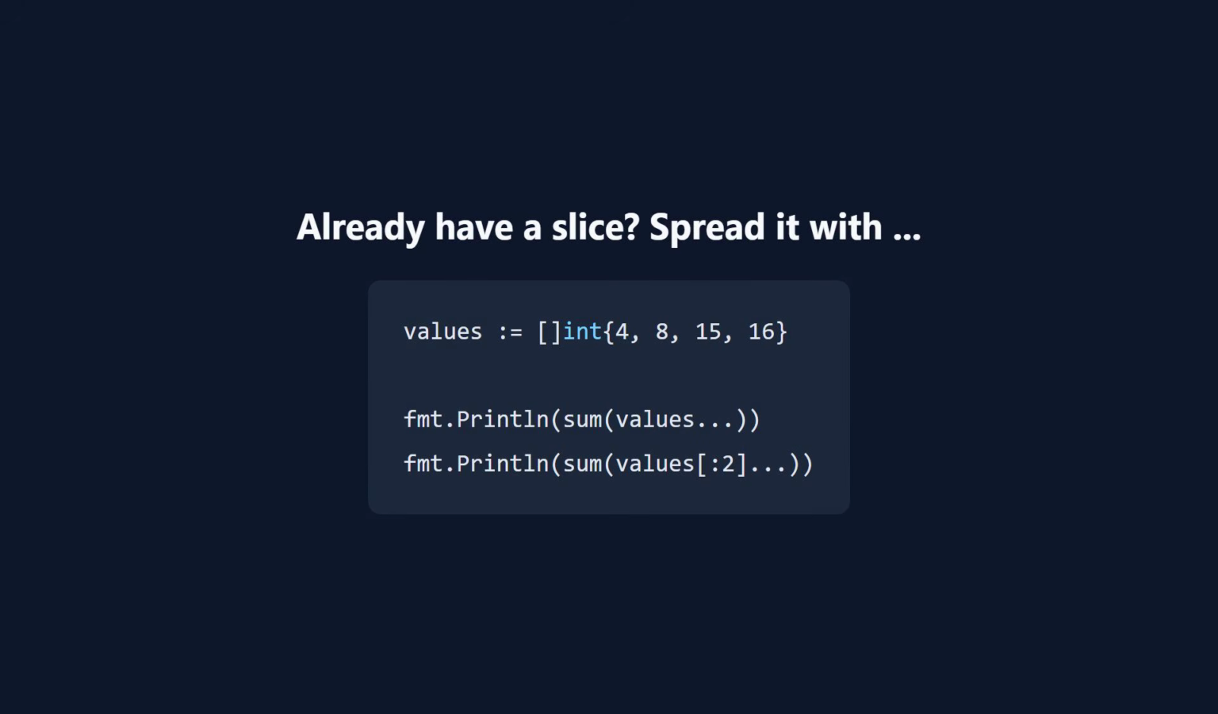Now the other half. What if you already have a slice, and you want to hand it to a variadic function? You put the 3 dots after the argument. values... That means use this slice as the argument list. 4 plus 8 plus 15 plus 16 is 43. And the second line takes just the first 2, 4, and 8, which gives 12. We will cover that slicing syntax properly in the next module. Without the dots, you would get a type error. Go would think you were passing one slice of int where it expected individual ints.